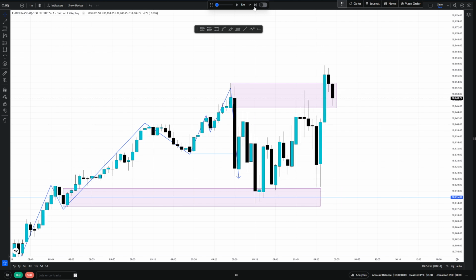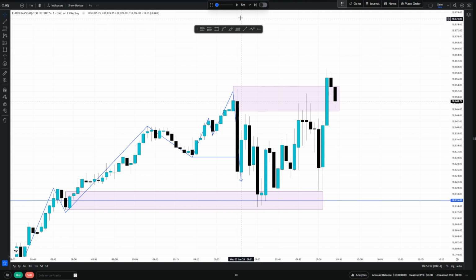But all right, we close above, which means what? We possibly have a fake break of structure to the downside here. So this would be our move down.